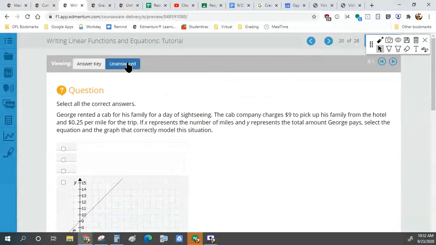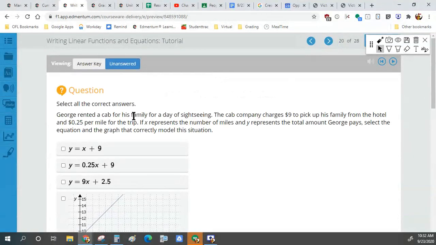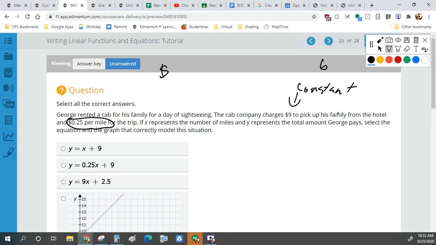All right, so 20. George rented a cab and is sightseeing. The cab charges $9 to pick up his family. So this $9 doesn't change. It's our constant. It's not like if he drives more, they charge him more to pick him up. So that's our B, in other words, our constant. The next is per mile. So in other words, we have dollars per mile. This is our slope.